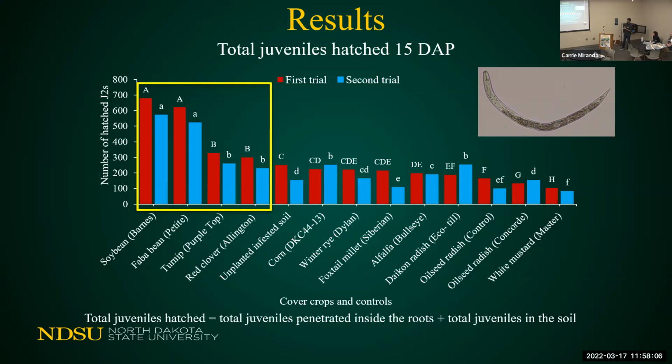Soybean cultivar Bands is supposed to enhance nematode hatching because it is a susceptible plant. Among the cover crops, we have fava bean cultivar Petit, which had a significantly greater hatching rate than all other cover crops, and which is statistically similar to soybean cultivar Bands. So it shows that in both trials, the fava bean cultivar had the greatest hatching of SCN 15 days after planting amongst the tested cover crops.